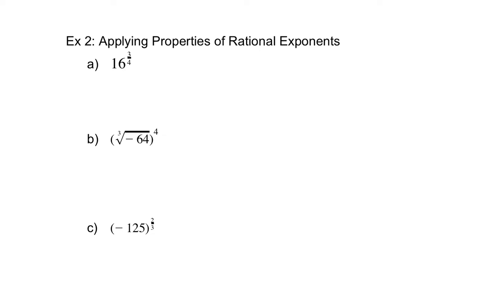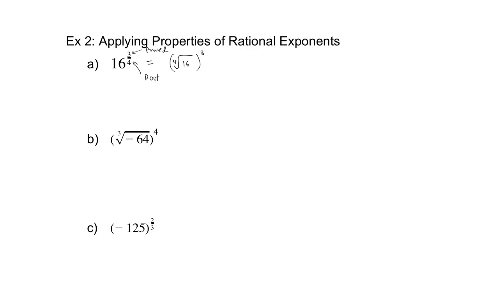All right, so we're going to apply properties of rational exponents, so there should be a little bit of review. The numerator is telling us the power, and the denominator is telling us the kind of root that we have. Okay, so I can rewrite that. It's going to be the 4th root of 16, and that's all being taken to the 3rd power.